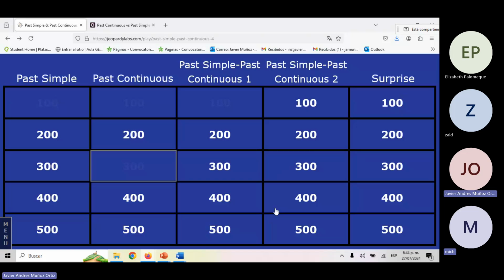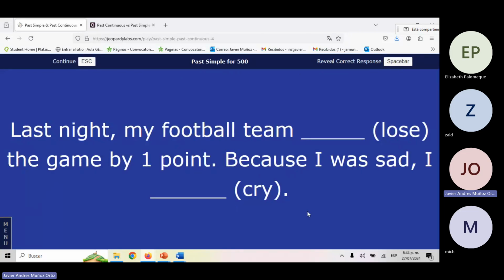Hello. It would be past simple. 500. Okay. So last night, my football team the game by 1 point. Because I was sad, I Hint. Lose is an irregular verb. Cry is a regular verb. Hint.